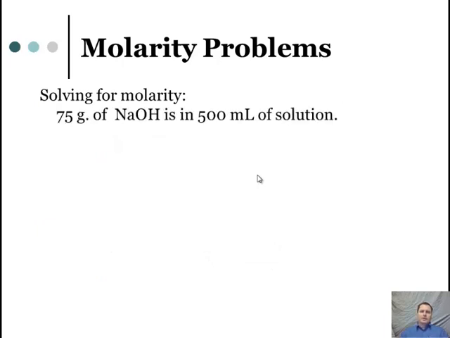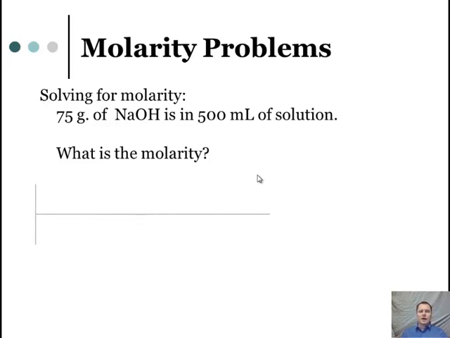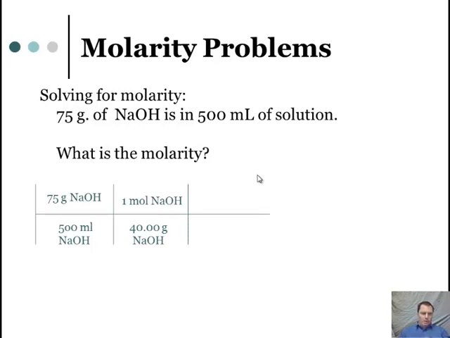To solve for molarity, like I said, it's moles per liter. Try this problem. If we have 75 grams of sodium hydroxide in 500 milliliters of solution, what's the molarity? Well, we start, as always with these, with dimensional analysis again, so we start with what we're given. Here I'm given two things: 75 grams of sodium hydroxide in 500 milliliters of solution. I've got to get the moles per liter. So the first thing I'm going to do is convert the grams of sodium hydroxide into moles. Well, 1 mole of sodium hydroxide weighs 40 grams.